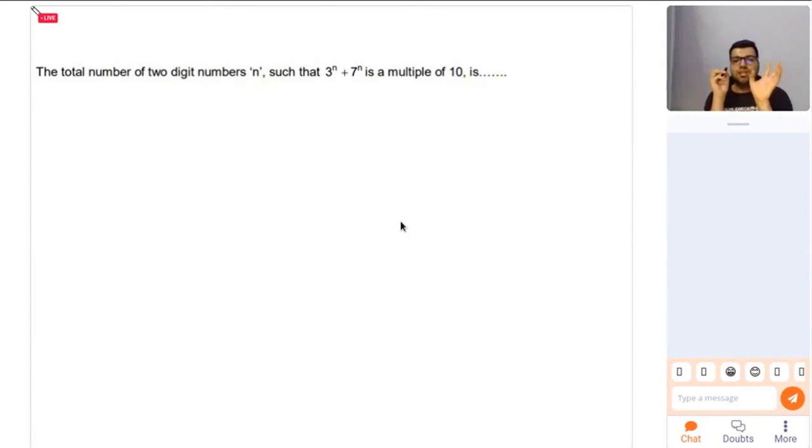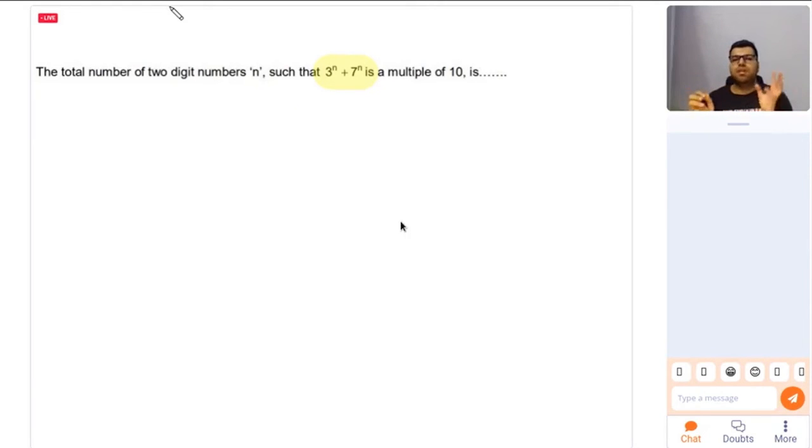Such that 3 raised to power n plus 7 raised to power n is a multiple of 10. Okay, so they are simply saying multiple of 10 means that this number gives a remainder of 0 with 10. So basically, we just have to focus again on the unit digit of this number.